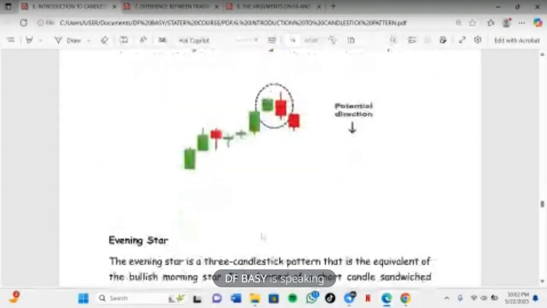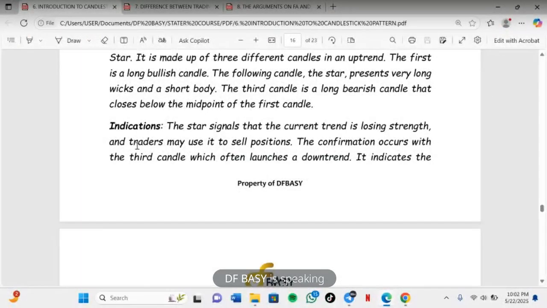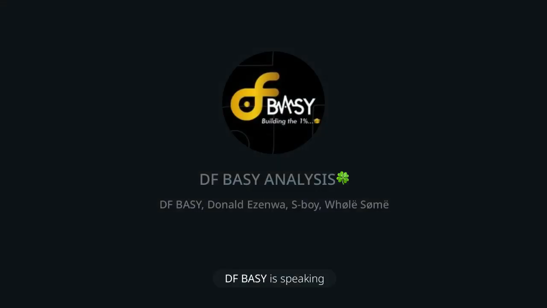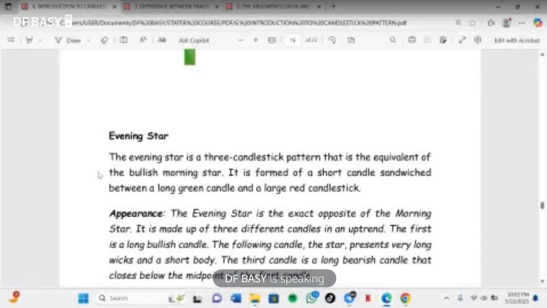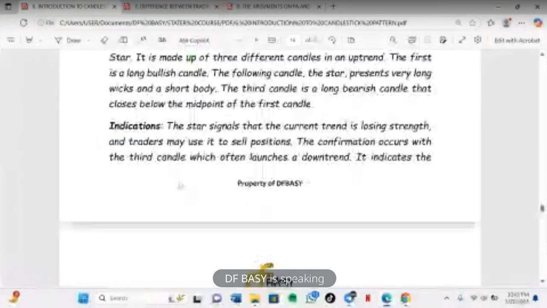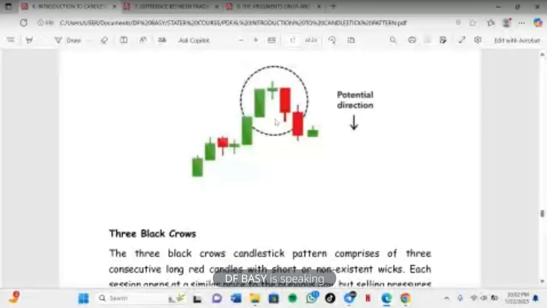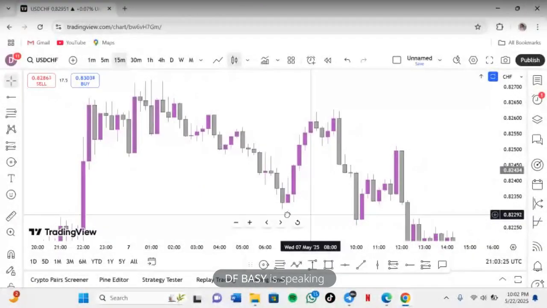Now let's go to evening star. All these candlestick patterns on the bearish side are just the inverse of the bullish side. So on the bullish side you have the morning star. Now on the bearish side you have the evening star. So look at the evening star here. It's just the same thing as the morning star. Look at it now. They just turn it upside down. Hope you guys understand it. Now let's go to the chart.